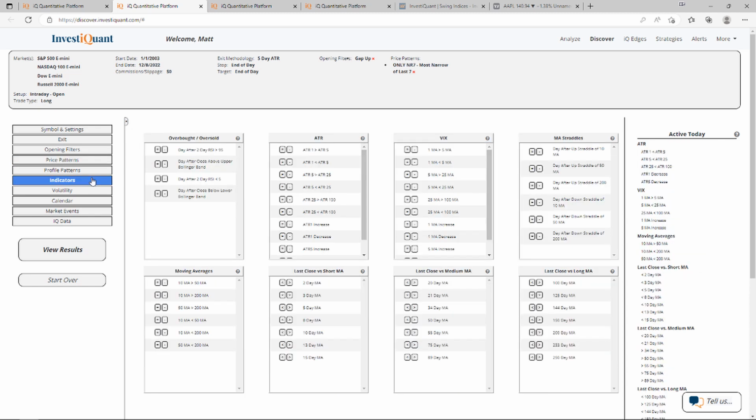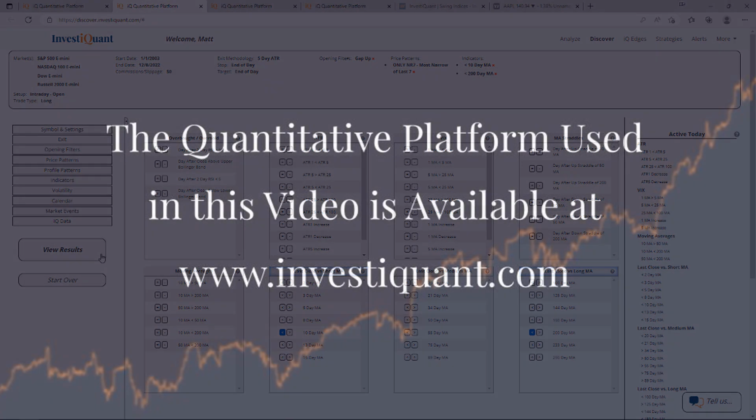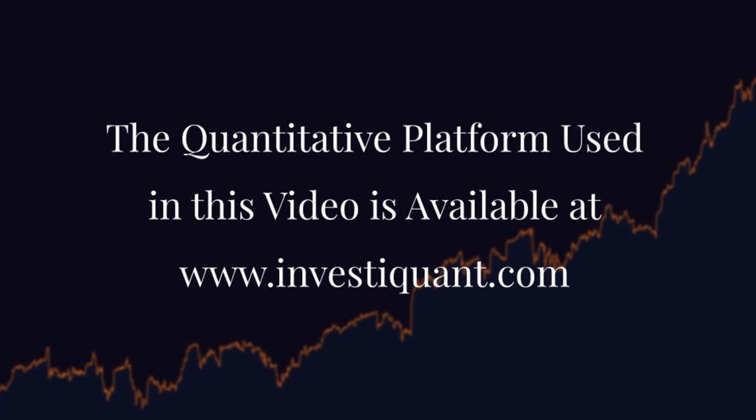The last thing I want to add is a couple indicators to put it in a similar market environment. We closed below a 10 and below a 200-day simple moving average yesterday. I've added both of those. Now I can click View Results. All right, here we go.